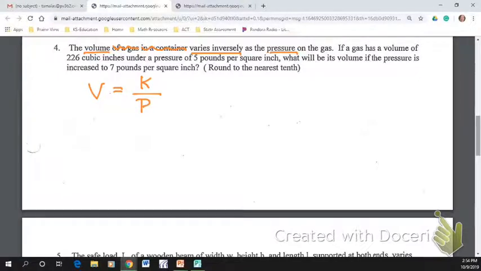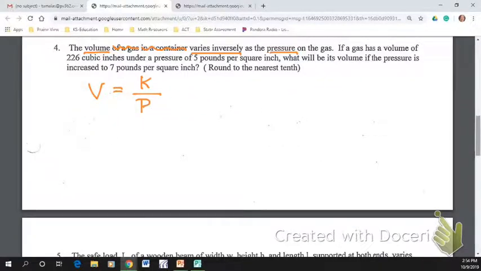No, it doesn't say to square the pressure. It just says pressure. It doesn't say pressure squared. So just P for pressure. Volume varies inversely as pressure. So that means that as my pressure goes up, my volume's going to go down. Or if my pressure goes down, my volume will go up. Okay? That's an inverse variation. It works a lot like the reciprocal function.